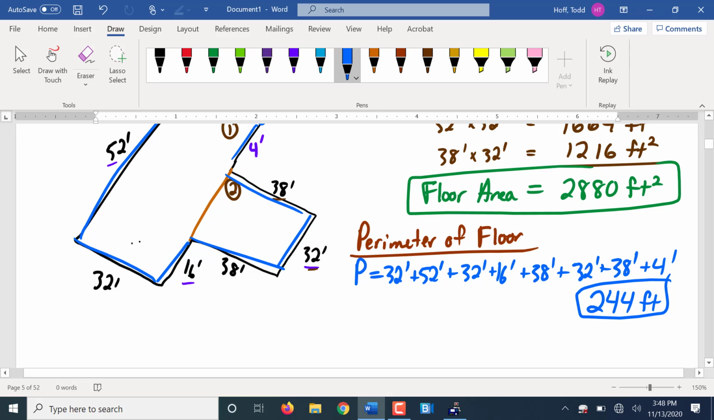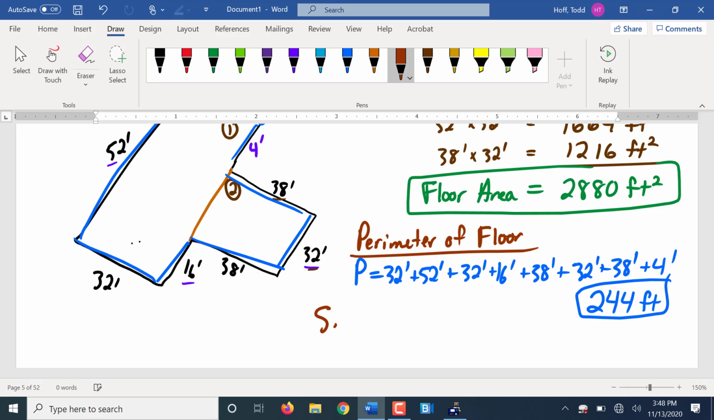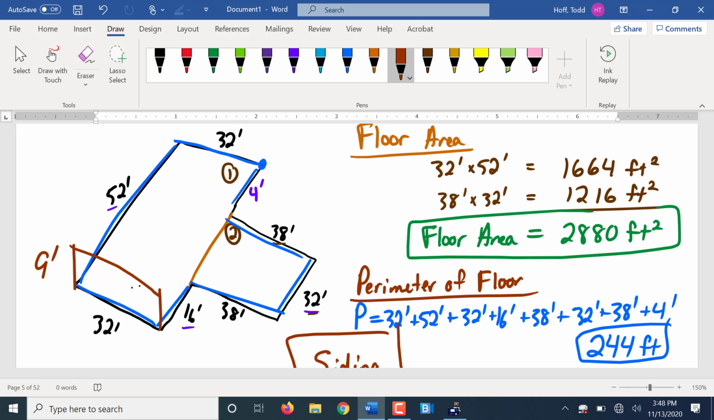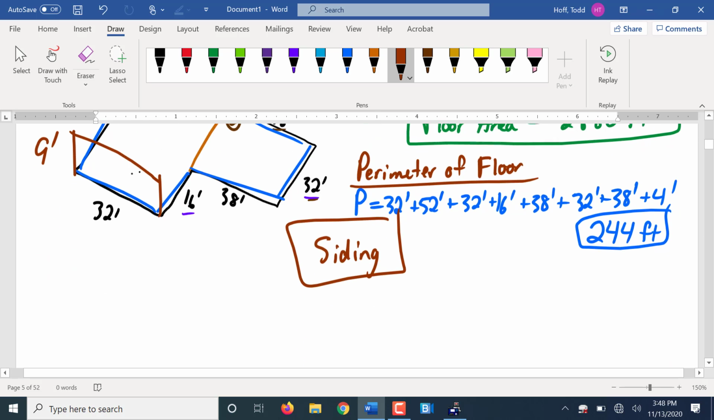So why do I need that information? Well, number 10 is asking for the square of siding. To find the siding on this, you'll see on the left side there that the wall is labeled as 9 feet high on the outside. That's, of course, the floor thickness plus the interior wall height. Plus, we do have one gable that we'll have to add on here in a second, yes.